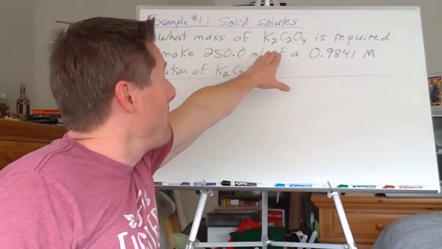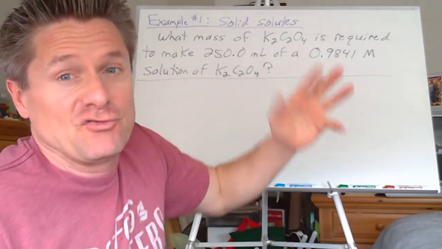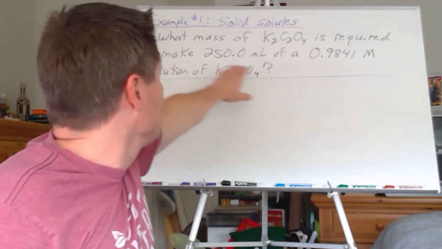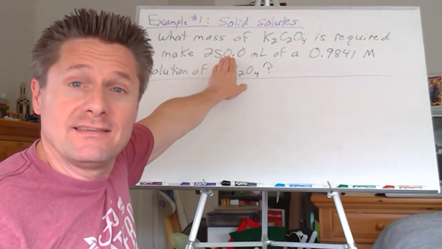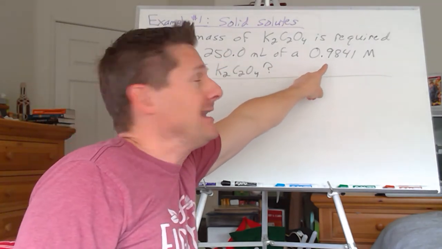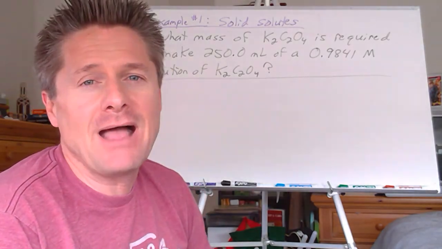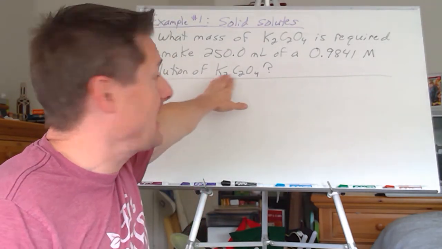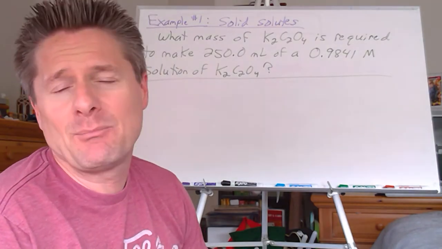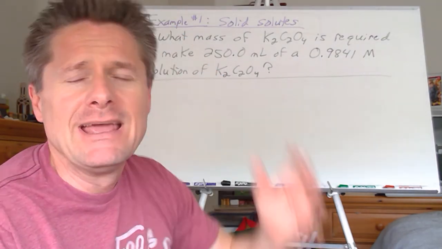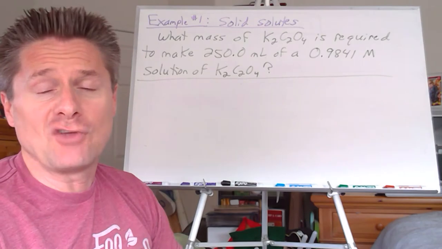What mass of potassium oxalate, just for kicks and giggles, we picked that one, is required to make 250.0 milliliters of a 0.9841 molar solution of potassium oxalate? And that's got a cation and anion, so in all of your general chemistry, any ionic compound is going to be a solid at room temperature.